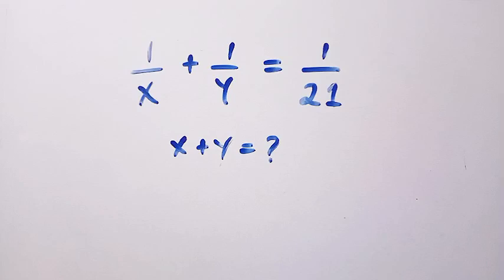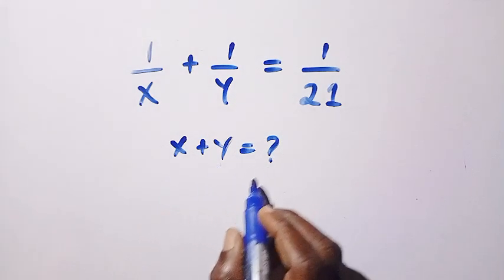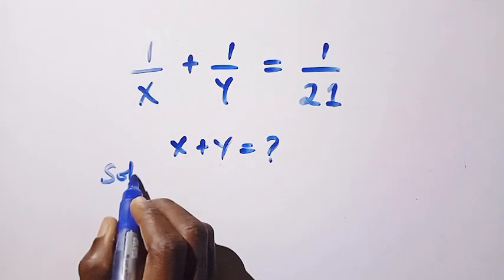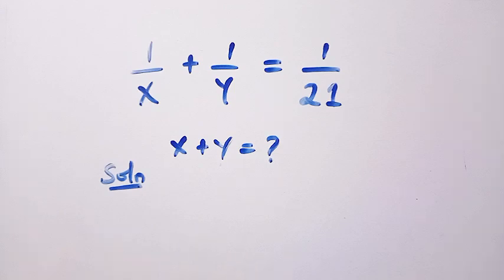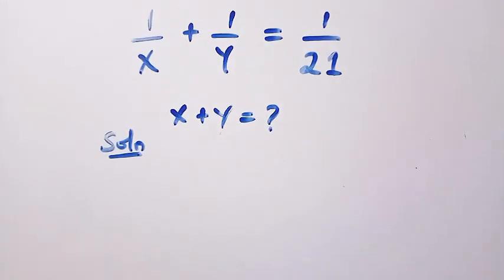How to solve these nice algebra equations? We have 1 over x plus 1 over y equals 1 over 21, and what is x plus y? So let's consider the solution here. The x and y here are members of the natural numbers.